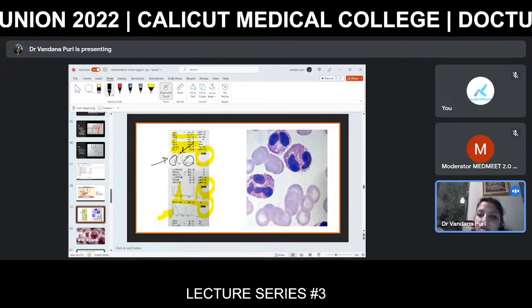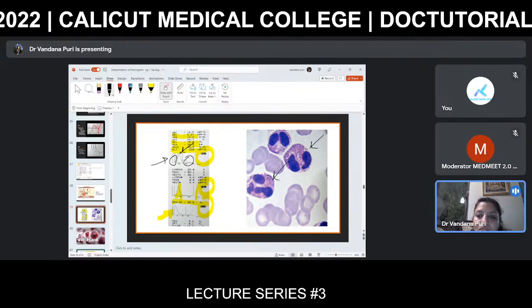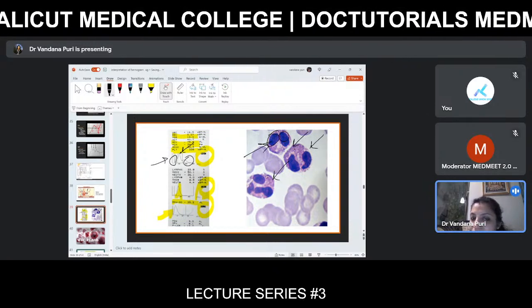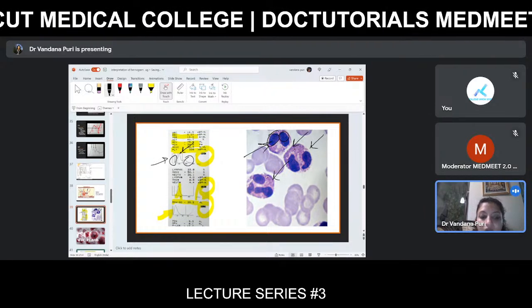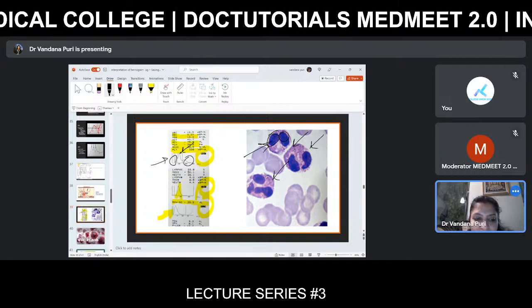Once you see the smear, we saw this. So what is this? Eosinophils, guys. These are all eosinophils, bilobed with extensive pink granules. So this patient probably had eosinophilia. So that was a simple case of eosinophilia which we saw here.